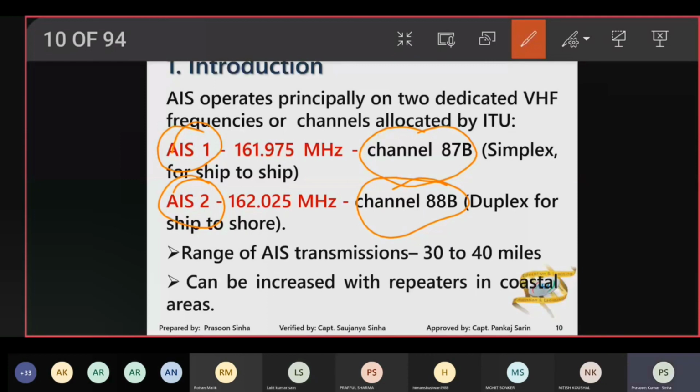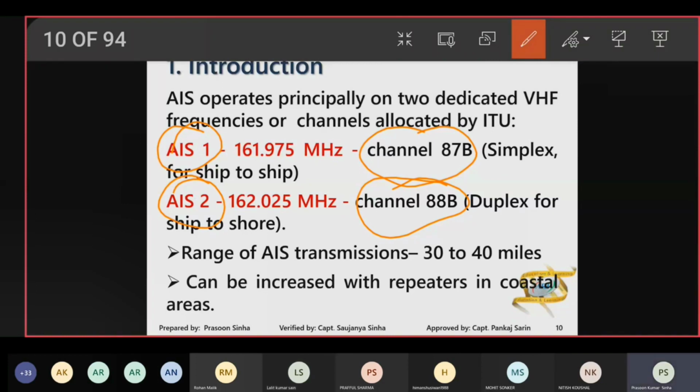Range, as we know, normally 30-40 miles for VHF, line of sight. So here also line of sight communication, maximum 30-40 miles. In fact, a little less only, because the power transmitted is a little bit less. It is not 25 watt like VHF, only half of that. The maximum transmitted power is 12.5 watt.